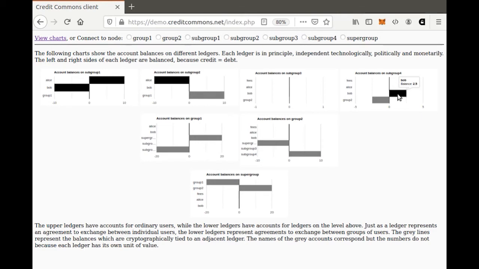Notice that Bob's balance is 2.5, not 10, and that's because there are exchange rates operating between all of these ledgers. So it's all been converted automatically. So Bob's 2.5 balance is in fact an equivalent amount of credit, as if credit was some kind of universal stuff. It's an equivalent quantity to Alice's minus 10, but it's just measured in a different unit.